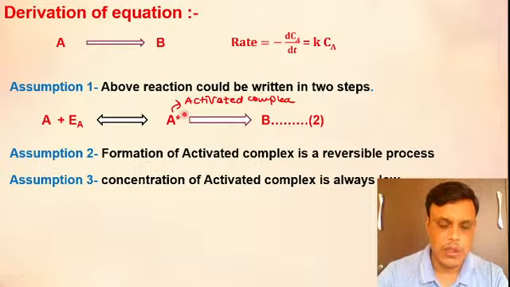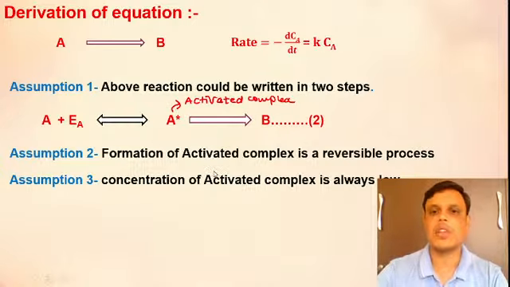That means whatever the concentration, you can see this star, its concentration always remains low. Why? Because it is a reversible process. Activated complex may convert into the product. That's why its concentration always remains low. This is assumption number 3.